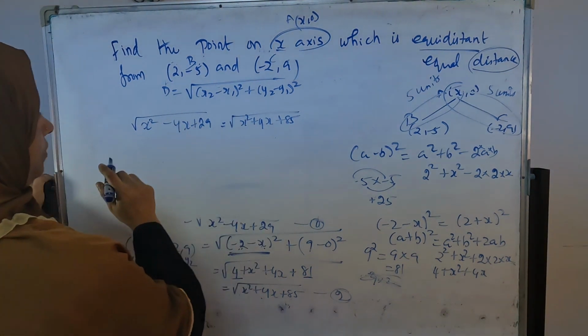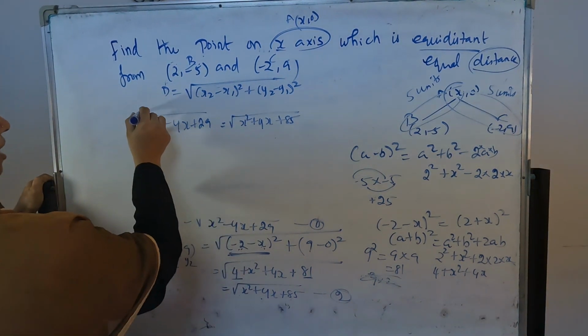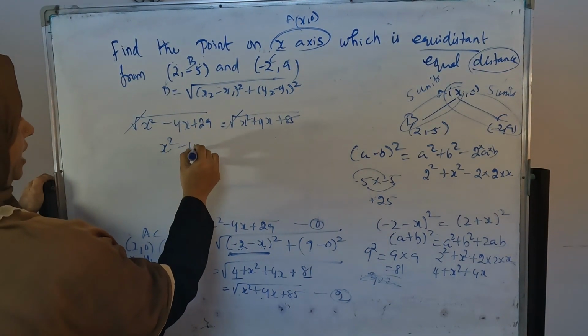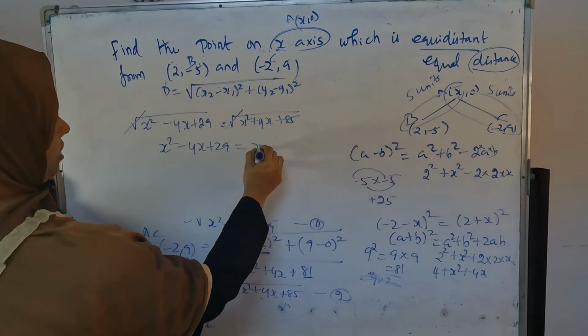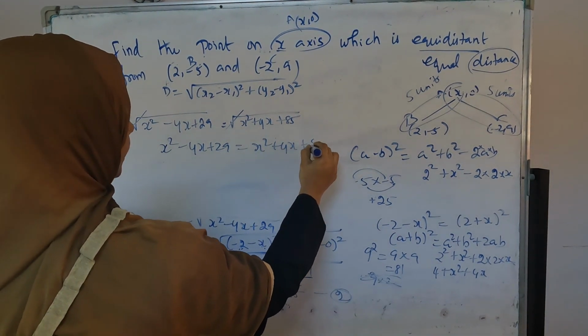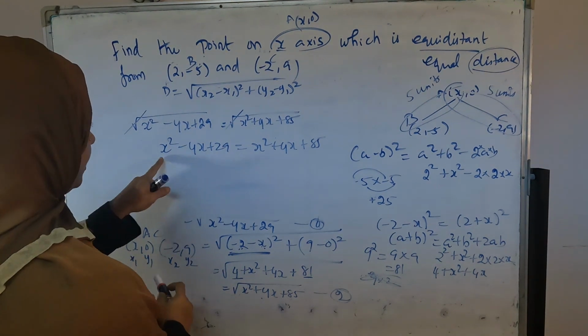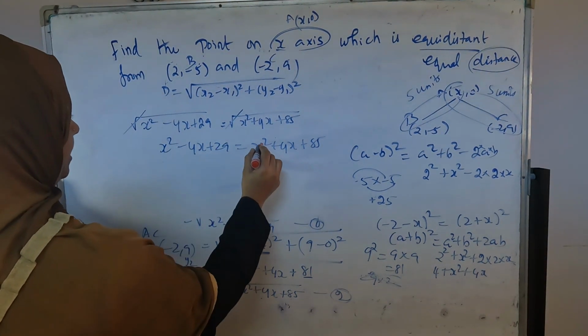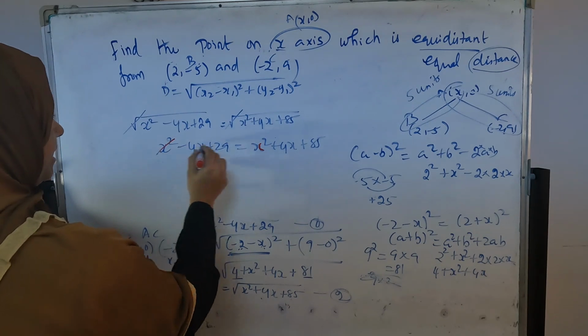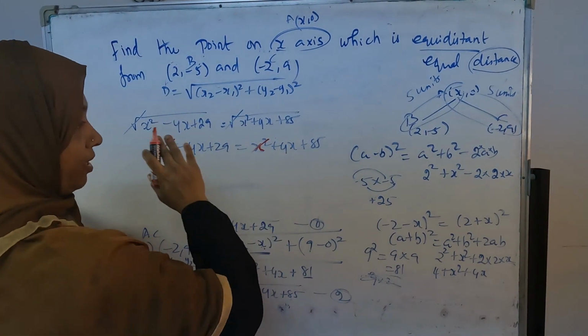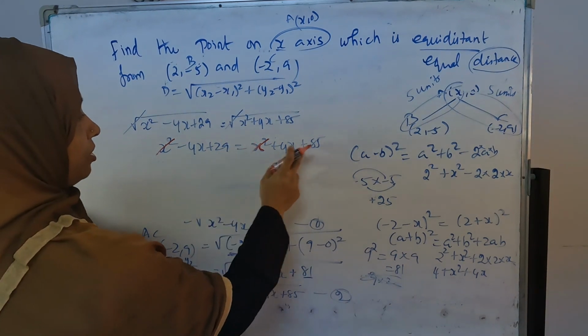Equate 1 and 2. That time you are getting like this. Now cancel the root. We are getting x square minus 4x plus 29 equal to x square plus 4x plus 85. See, same symbol in both sides is where? With the x square it is there. Both of them plus, cancel this. Then minus 4x plus 4x is there. Don't cancel it. Numbers also are different numbers.